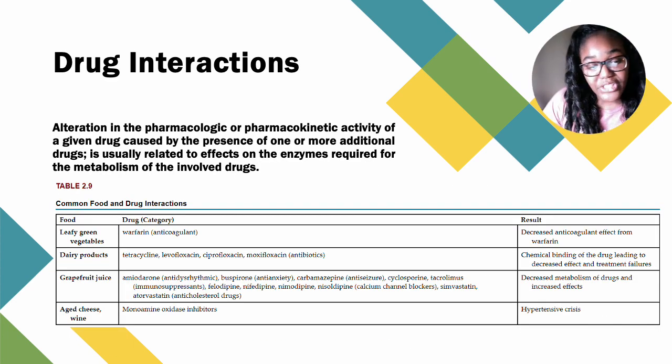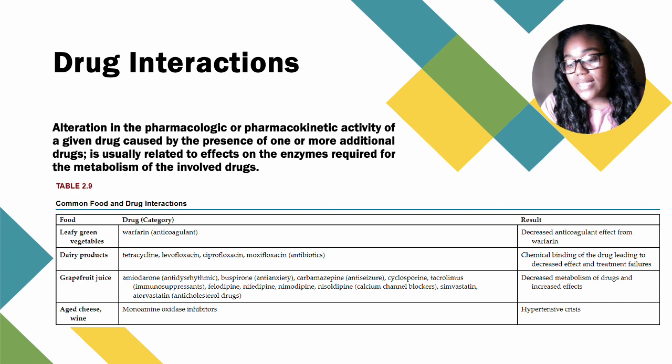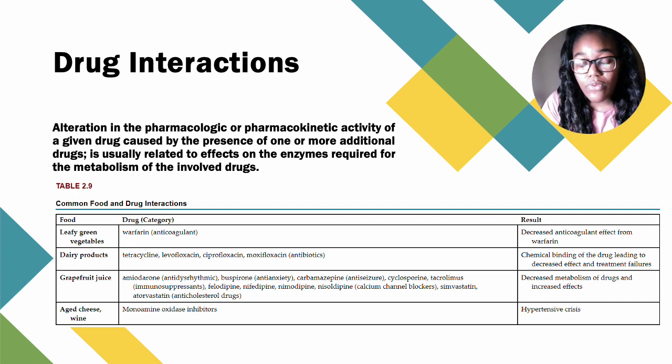These are our drug interactions, and this is the alteration in the pharmacologic or pharmacokinetic activity of a drug that is caused by the presence of one or more additional drugs, food, or dietary supplements. It's normally related to the effects of the enzymes required for the metabolism or breaking down of said drugs. So, for example, in our chart here, we have different foods that actively react with different medications. For example, we have leafy green vegetables and they react with warfarin. The result is decreased anticoagulation effects from warfarin because warfarin is an anticoagulant.